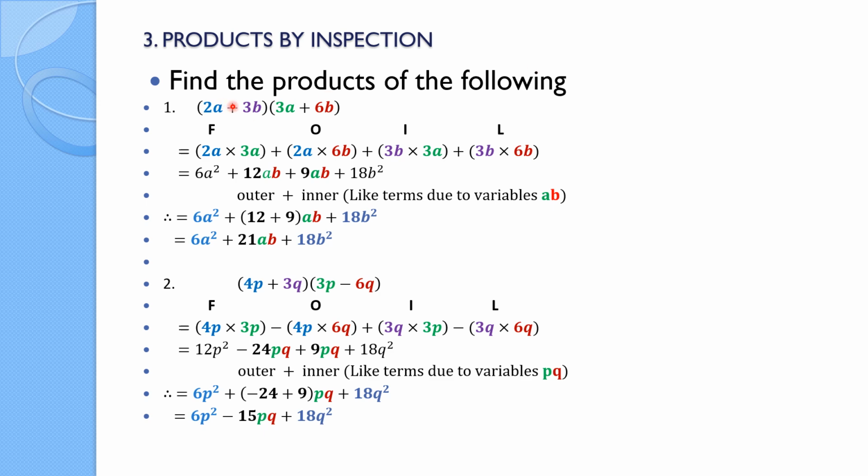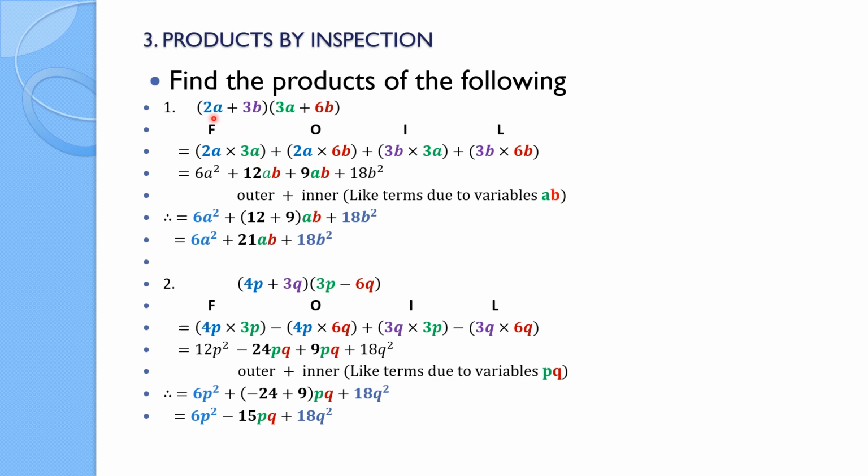Alright, so now we're looking at products by inspection. So find the products of the following. You see in this bracket, I have 2a plus 3b, 3a plus 6b. So we don't have a situation where they're the same. So when we multiply out these, we must have 3 terms. Now in grade 9, your teachers taught you the FOIL system, meaning first, outers, inners, last. So I must still do it the long process.